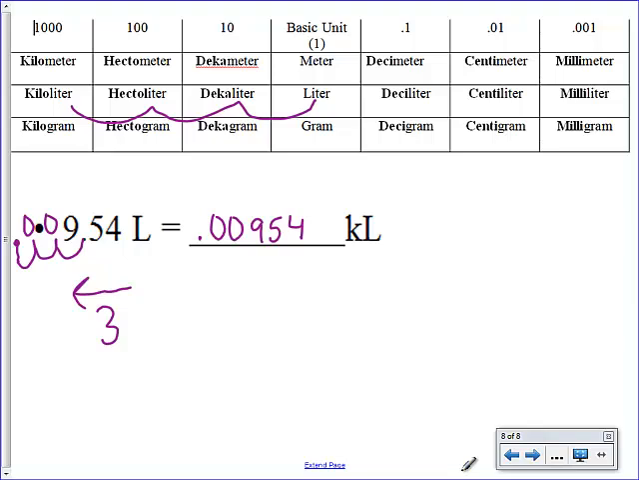Now you're going to do some practice problems, and then after you have your practice down, you'll do a short assessment.